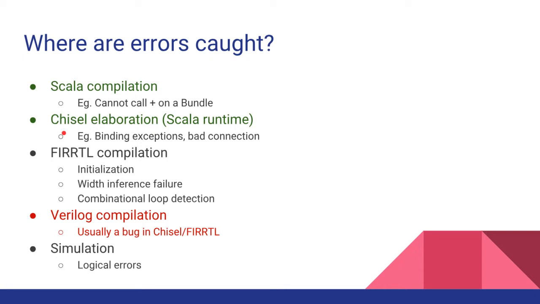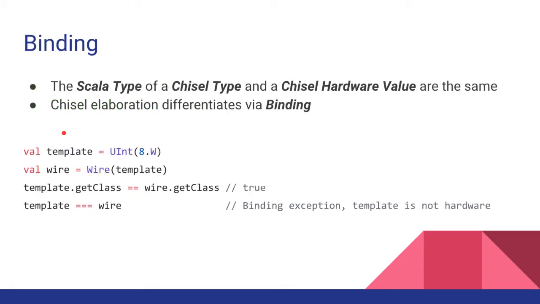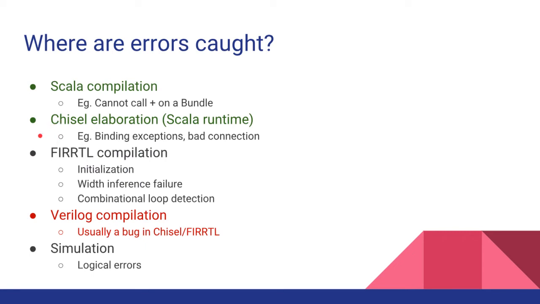It's where we determine, going back a slide very quickly, what is the difference between template and wire. That is a Chisel elaboration or Scala runtime error. And so we'll give you a binding exception if you try to do things that aren't hardware. We'll give you a bad connection if you try and connect two bundles that don't match up their fields, so you shouldn't be connecting those things.